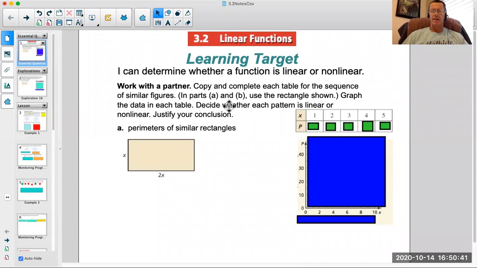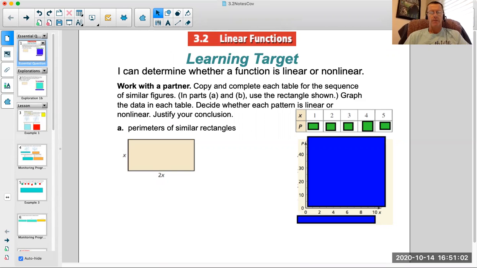Let me share my screen. And we're going to talk about linear functions. Remember, in 3.1 we talked about what a relation is, and that certain relations are functions. Now we're going to talk about certain types of functions, and one of those types is what we call a linear function.